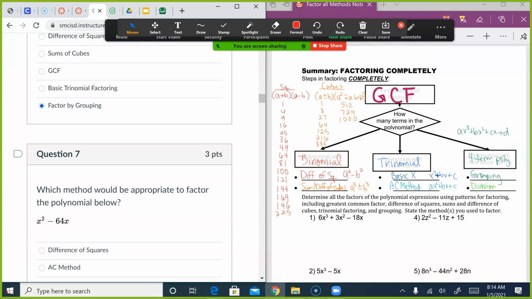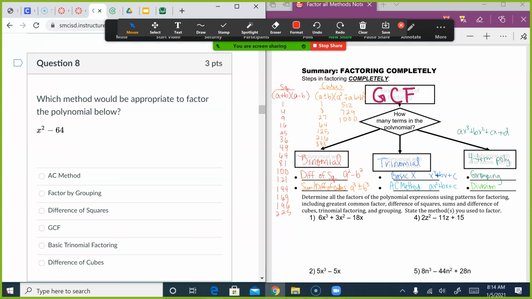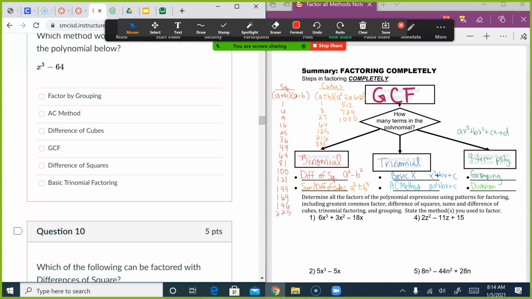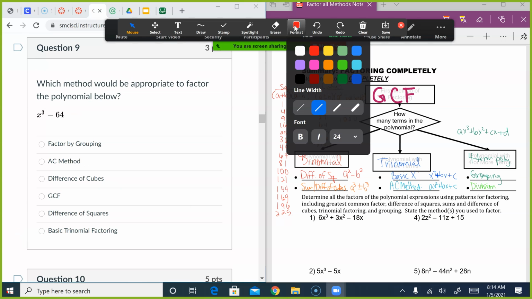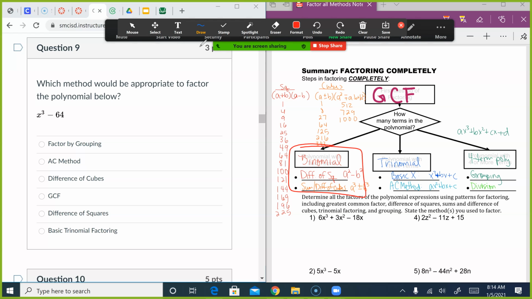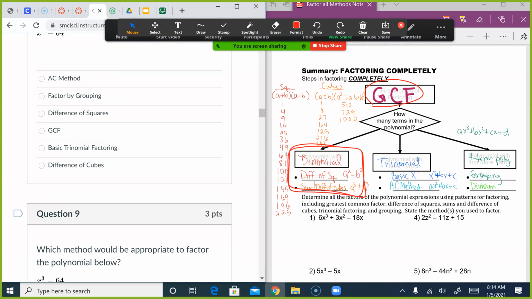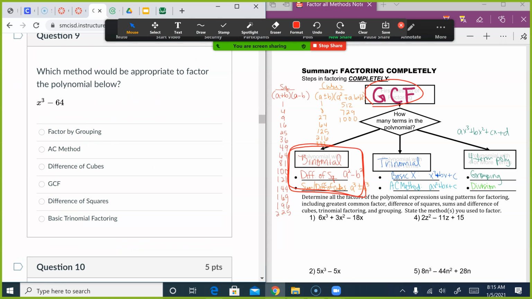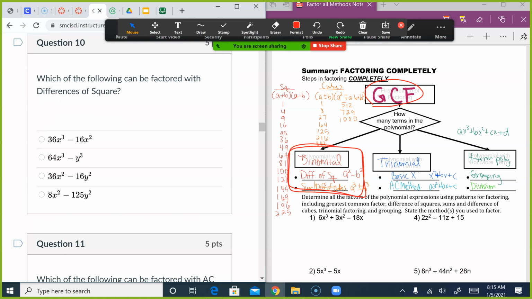All right, so then 7, 8, and 9, they're kind of mixed up for everybody. They're all binomials. So you have to decide which thing to use. So binomial, it can only be difference of squares, sum of squares, difference of cubes, or GCF. GCF is always part of it. So for 7, 8, and 9, decide which one of those it's going to be. They're not the same. So each of these is a different thing, so you have to make sure you choose the right one.